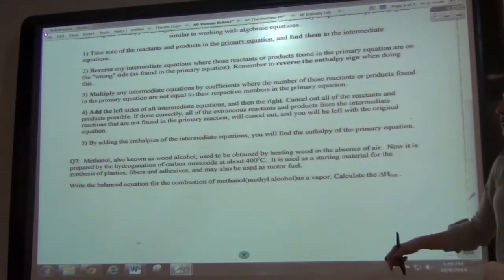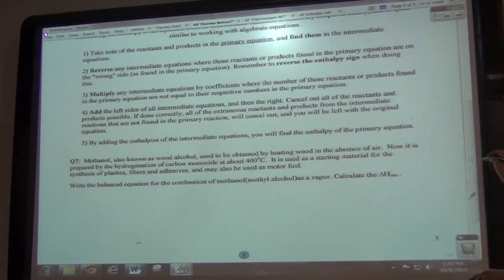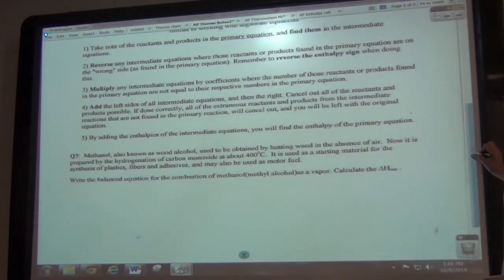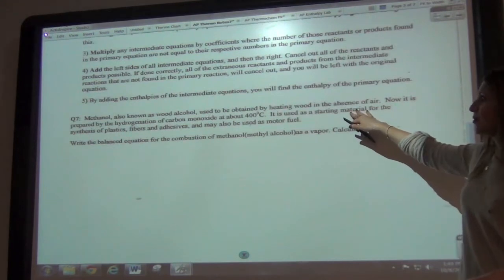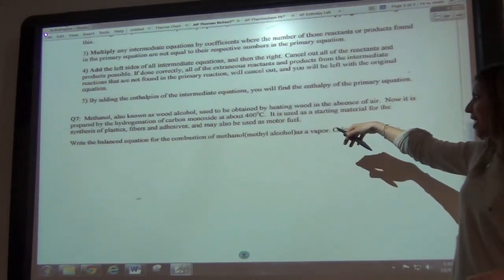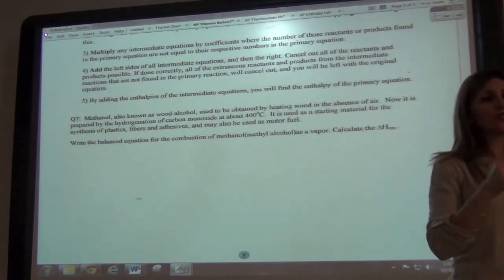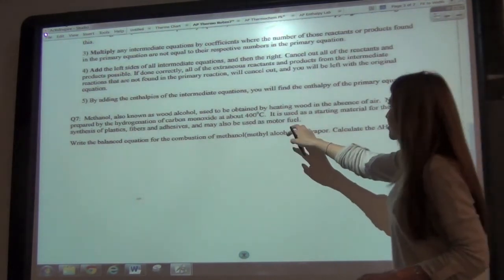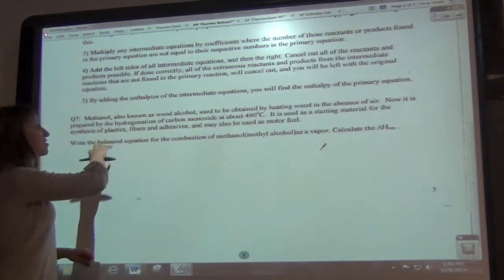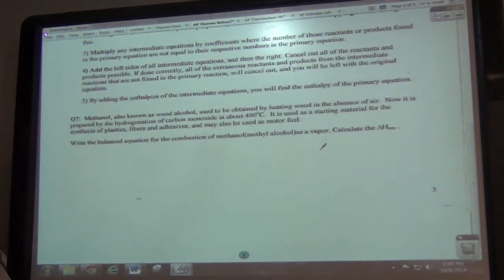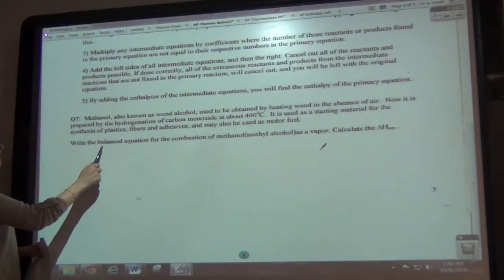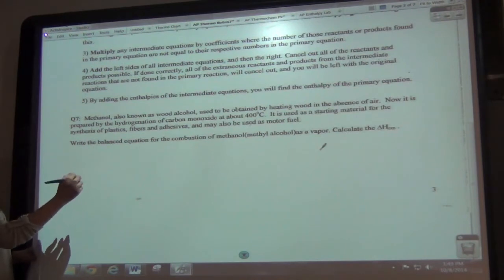So let's do this. Methanol, also known as wood alcohol, used to be obtained by heating wood without air present, and so now it's prepared by the hydrogenation of carbon monoxide at 400 degrees Celsius. So we're going to use methanol, and I'm going to show you the big jug of fun today. It's also used in the synthesis of plastics, fibers, and adhesive, and can also be used as motor fuel. So let's write the equation for the combustion of methanol.